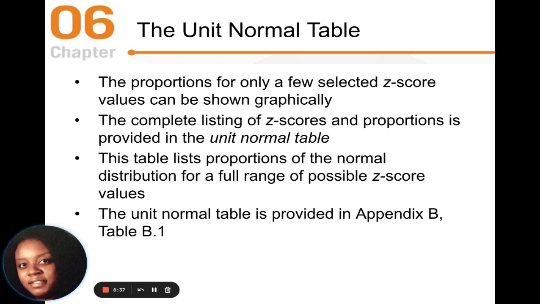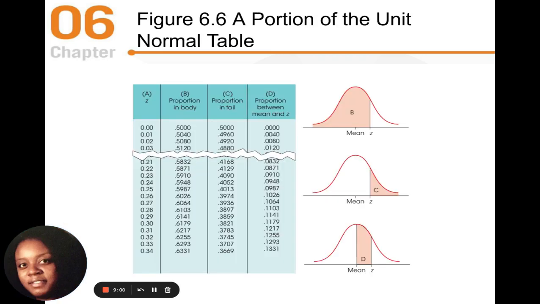The proportions for only a few selected z-score values can be shown graphically. The complete listing of all z-scores and proportions in the normal distribution is provided in a unit normal table. That table lists proportions of the normal distribution for a full range of possible z-score values. And in Appendix B in your book, you can see that table.